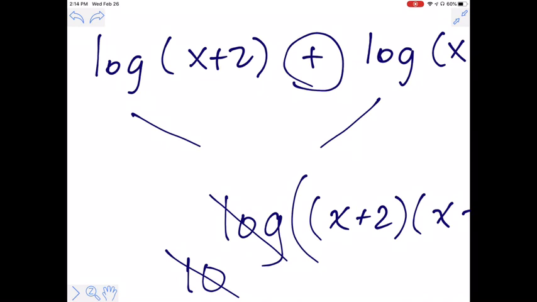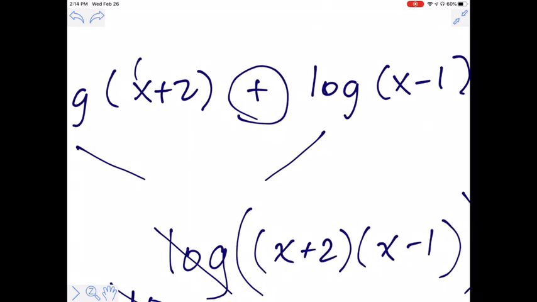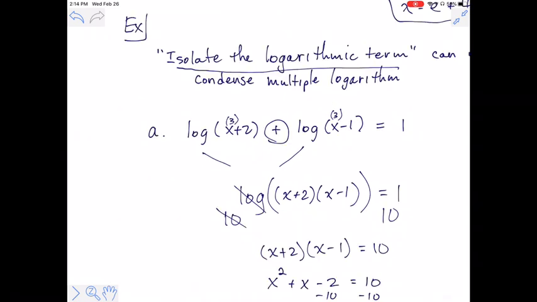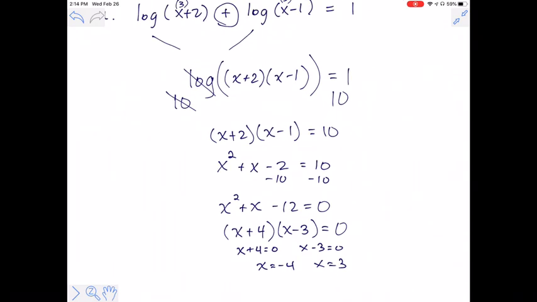The other one was positive 3. We've got to make sure to check that one as well. If I plug in a 3 here, I get 3 plus 2, which is 5. That's fine. If I plug in a 3 here, I get 3 minus 1. That's 2. That's also fine. So x equals negative 4 doesn't actually work. It's outside of the domain. x equals 3 is the only solution.